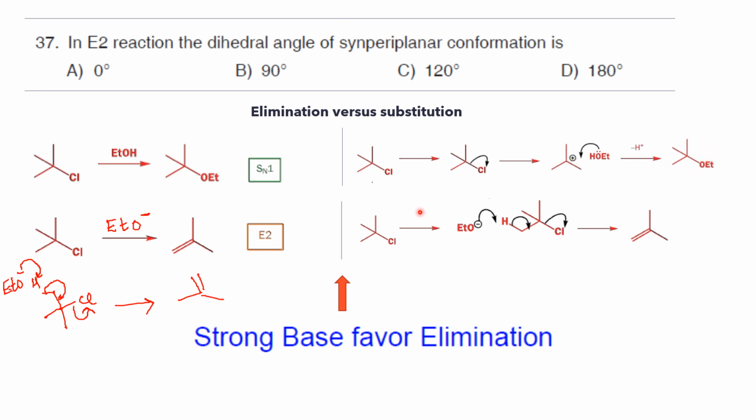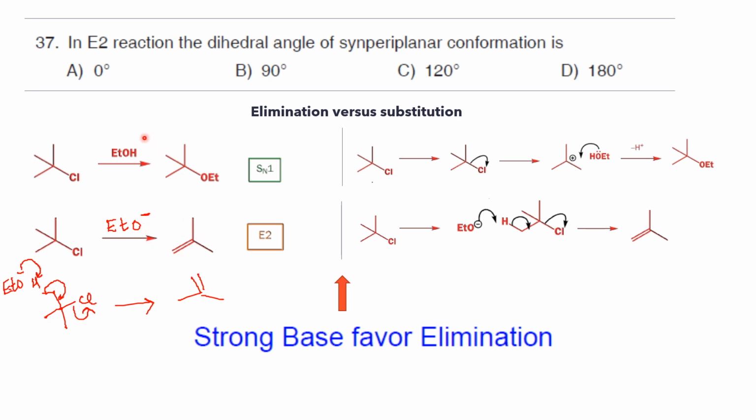Now in the case of elimination, the mechanism is different. This is how the mechanism takes place, given in a better way here. EtO minus will abstract the proton. At the same time, the chlorine atom will be eliminated to form the final product. So what is making the difference in the reaction? You have the same substrate, but both reactions are different. One is a substitution reaction and the other one is an elimination reaction.